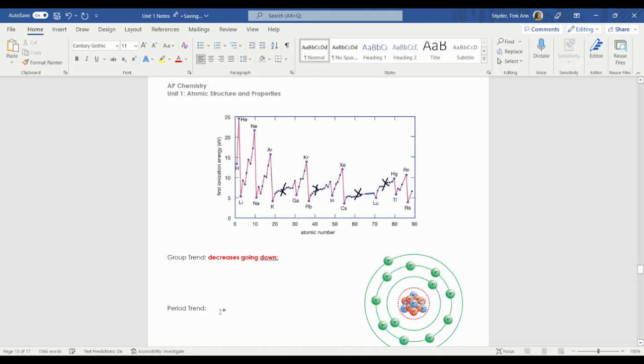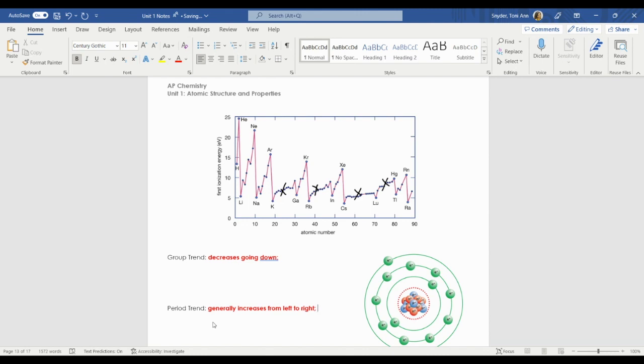As I go across a period, so going across a period would be going from lithium to neon, for example. So here is going across a period. We could see that it generally goes up, right? It's not a straight shot going up because there are a couple of anomalies in there, which we're going to talk about. But we're going to say generally increases from left to right.